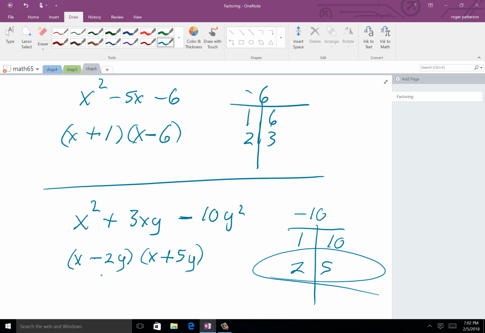Okay. So again, it doesn't make any difference. Don't let the x's and y's mess you up. It's the same thing. It doesn't change anything. It's just you're going to have some y's here. That's all. That's all there is to it.